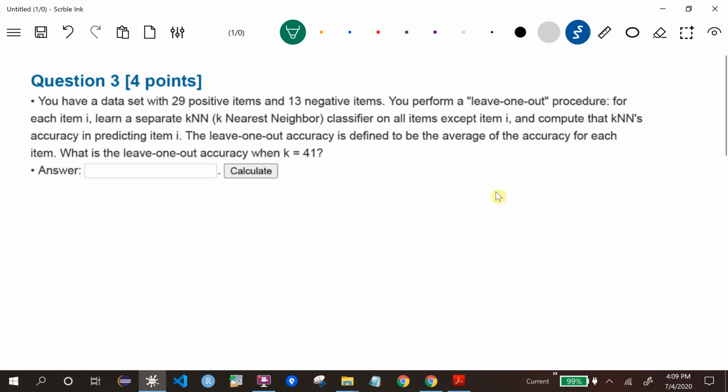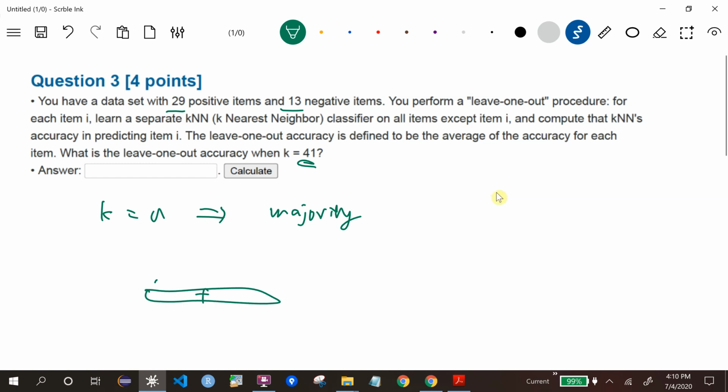So the numbers are generated so that this k is always the sum of these two minus 1. The reason is because when we have k equals n, then the KNN estimator is basically just the majority estimator. So we just predict everything using the majority. So let me actually show you that.